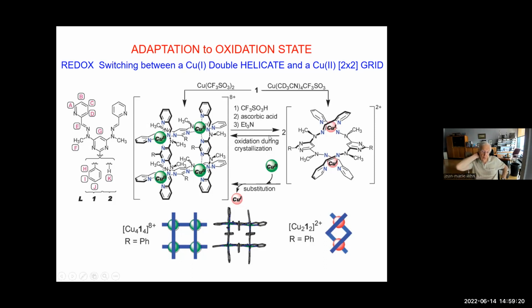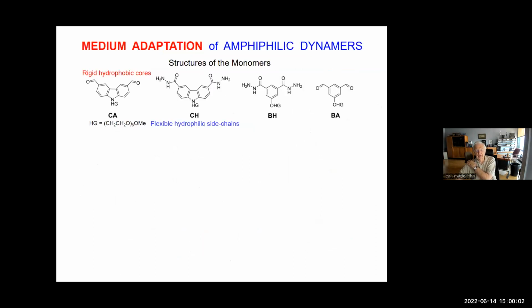If you reduce or oxidize, you get a switching between a grid unit for copper 2 and a double helix unit for copper 1. So that's a nice illustration of how you can switch electrochemically and where the system adapts to the oxidation state of the metal. Copper 1 gives a tetrahedral binding, and copper 2 prefers by far octahedral rather than tetrahedral.